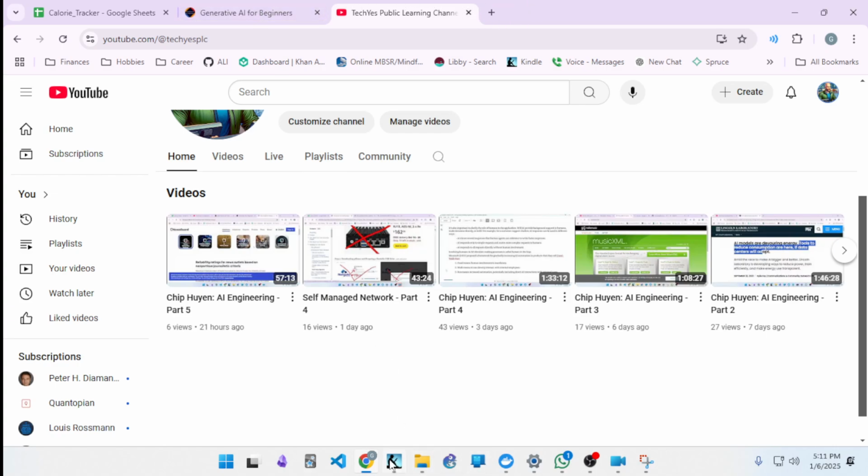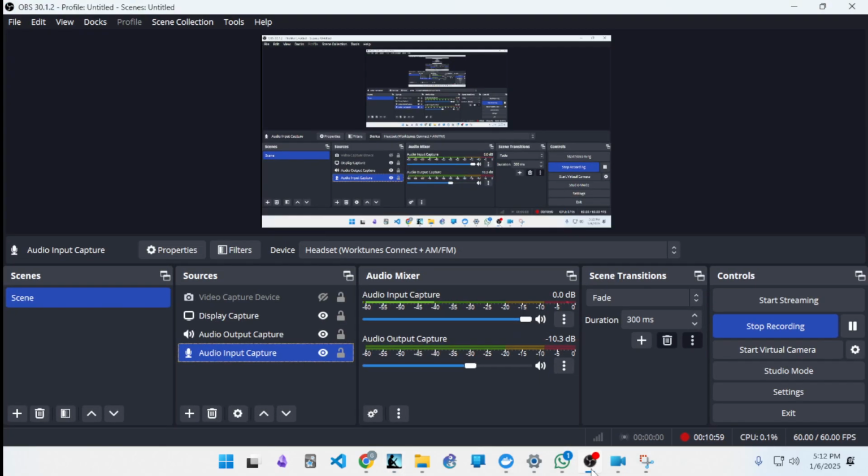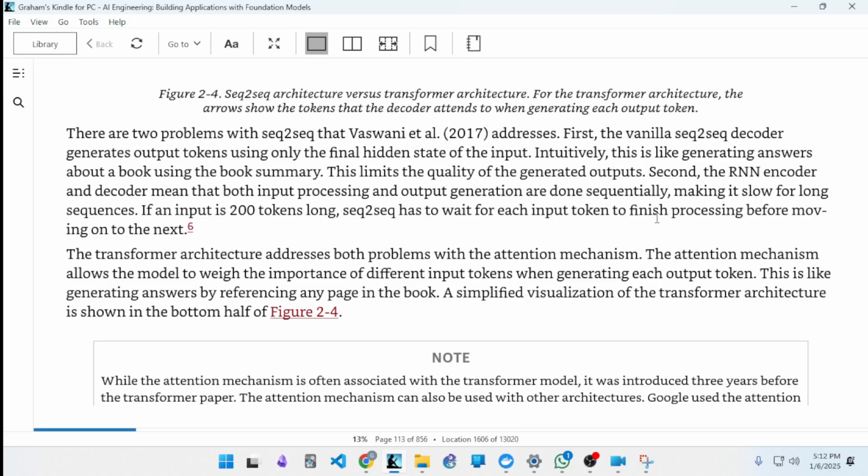All right, so moving on. Figure 2-4, seq2seq architecture versus transformer architecture. For the transformer architecture, the arrows show the tokens that the decoder attends to when generating each output token. There are two problems with seq2seq that Vaswani et al. 2017 address in their research. First, the vanilla seq2seq decoder generates output tokens using only the final hidden state of the input. Intuitively, this is like generating answers about a book using the book summary. This limits the quality of the generated outputs.